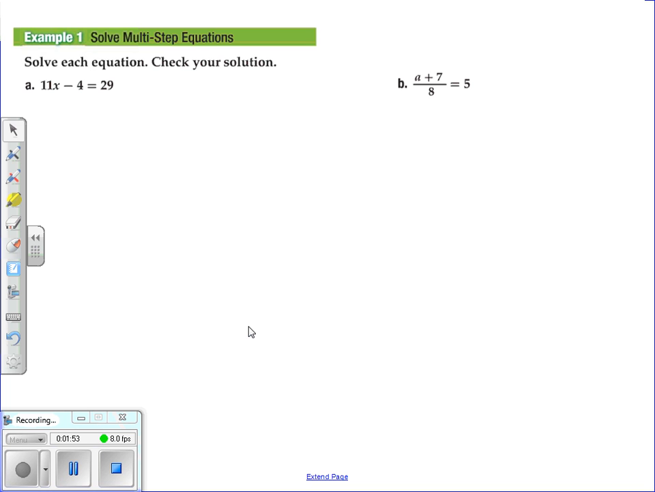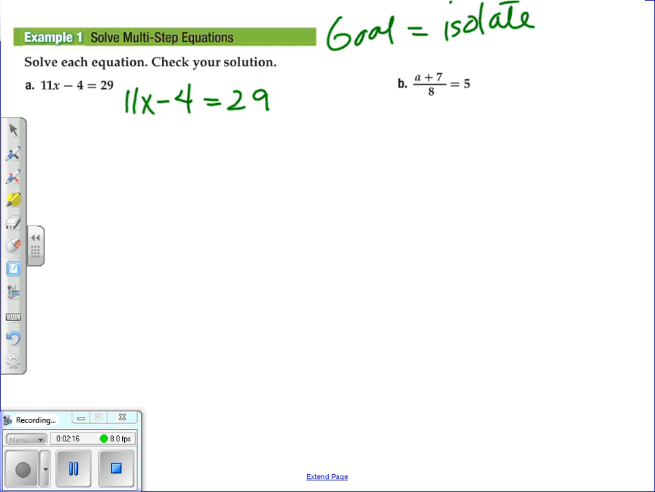Okay, to solve multi-step equations, here's a couple examples. We have 11x minus 4 equals 29. So the first thing I do is write the problem down on my paper. Remember, the goal is always to isolate the variable. That means we want to get the variable alone. So that's our goal. Here's our variable, and that's the guy we want to get alone.